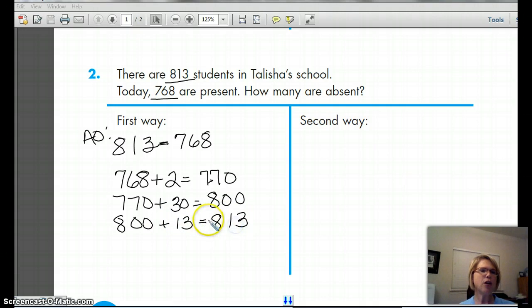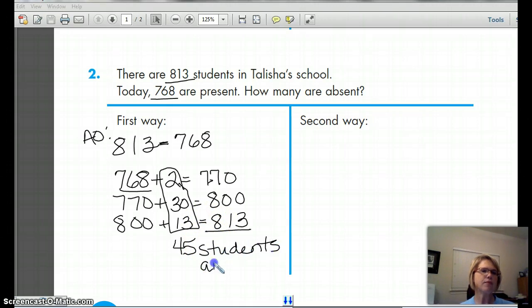Do you remember? If I started here and ended here, where's my answer? That's right. It's right here. So let's see. 30 and 13 is 43 and 2 is 45. So 45. Let's go ahead and make a check statement. 45 students are absent. Okay. Now, be ready to do another way to solve this problem tomorrow in school.